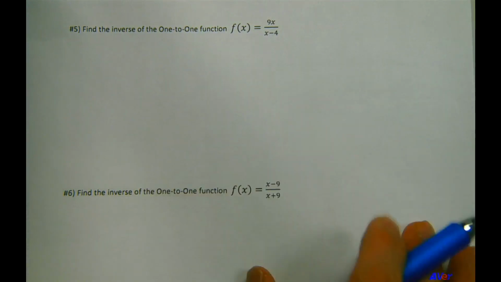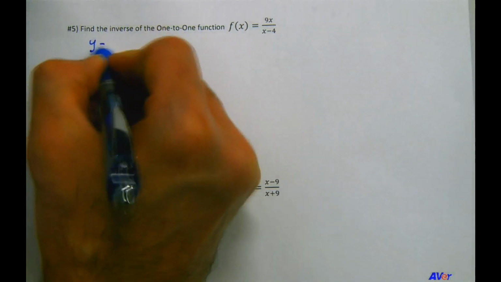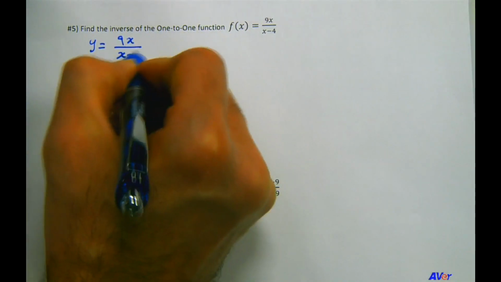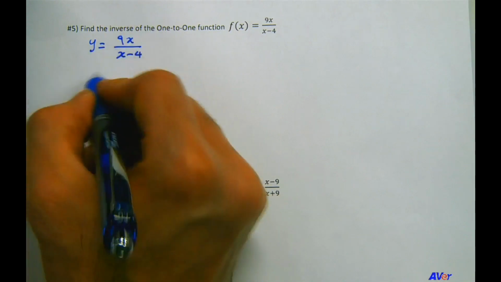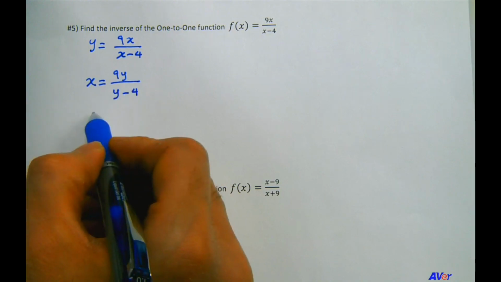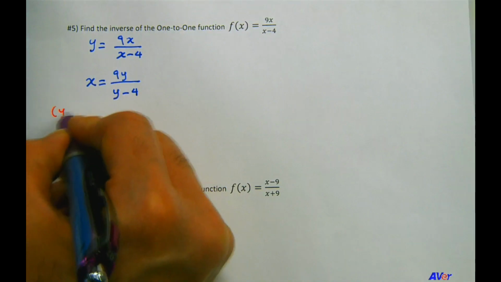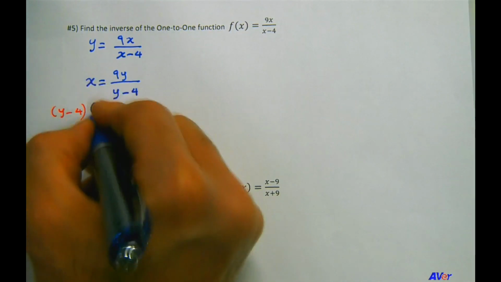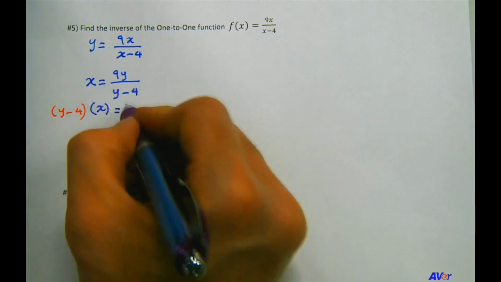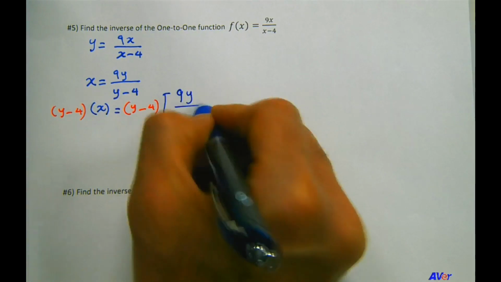All right, so I'm assuming you're done with that, and now you have solutions for both of these problems. All right, so first we will replace f of x with y. Then we will swap x and y. Right? Now we have to solve for y. So first, multiply both sides by y minus 4. So y minus 4 times x equals y minus 4 times 9y over y minus 4.